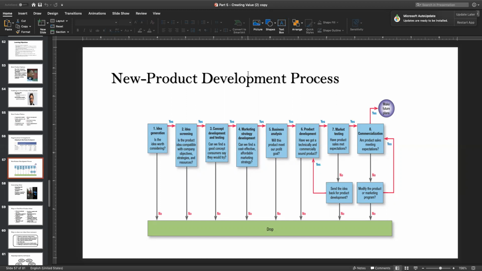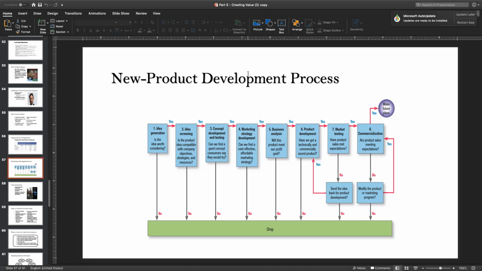Just giving a hypothetical example. For example, from the SIUE perspective, we need to create a program in data analytics, but is the idea compatible with the objectives of the university, or the overall strategy of the university, or even the resources that we have in place? Do we have the faculty to teach these courses?